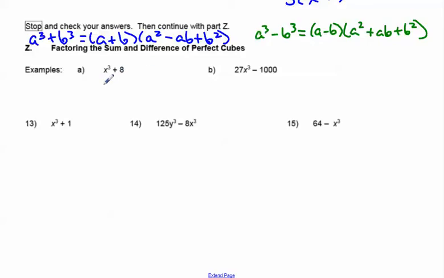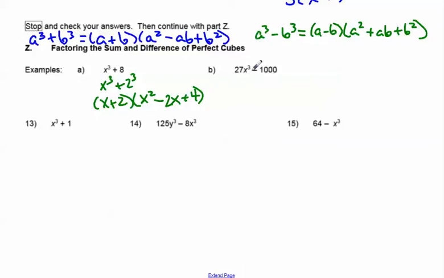Okay, so the first one is a sum of cubes, and I want to rewrite the 8 as something to the third power. So if you're not sure, you can try a few things on your calculator, but you'll find it's 2 to the third power. So in your pattern, wherever you see a, you're going to put x, and wherever you see b, you're going to put 2. So x plus 2. And then x squared minus ab. So that would be x times 2, but usually you see that written as 2x, plus b squared, so 2 squared, which is 4.